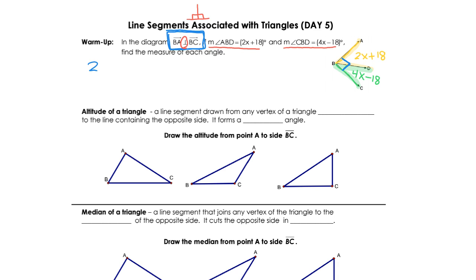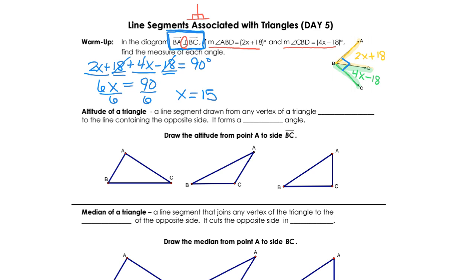So we're going to take 2x plus 18, add the 4x minus 18 to it, and that total, part plus part, should equal the whole, and the whole is 90 degrees. Okay? 2x and 4x make 6x. Positive 18 minus 18 actually cancel, and we're equal to 90. We're going to divide both sides by 6, and x should come out to equal 15.